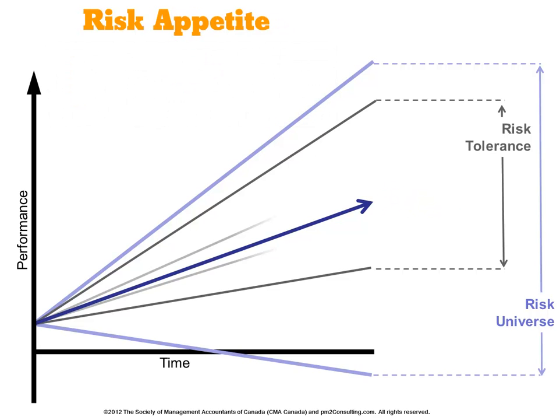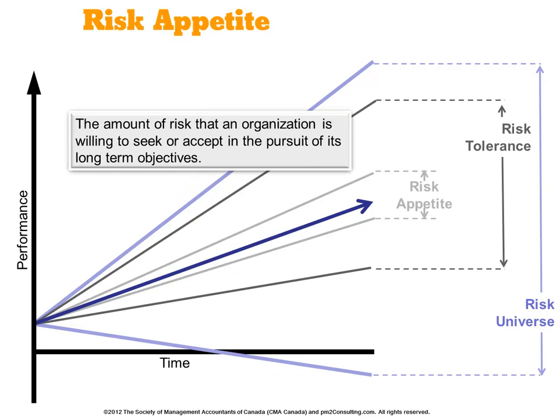Then there's one other set of lines. Well, it's called the risk appetite. The risk appetite is the amount of risk that the organization is willing to seek in order to accept the pursuit of its long-term objectives. So as you write up your business plans and operating forecasts, you're expecting a certain amount of forecasted risk or variance in performance. That's the risk appetite.